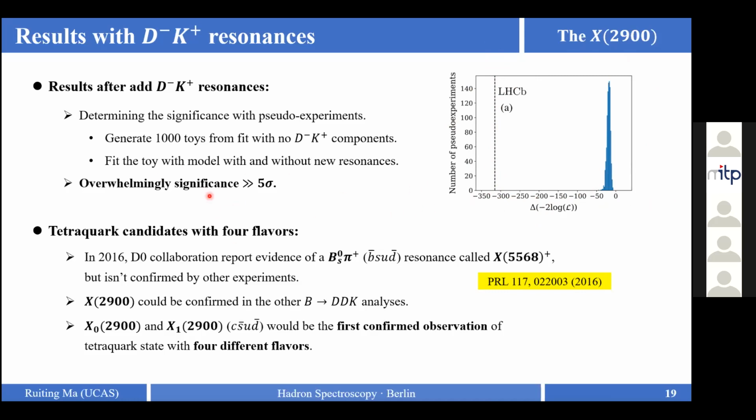The significance is overwhelmingly larger than 5 sigma. So for the tetraquark candidates with 4 different flavors, we know that in 2016, the D0 collaboration reported evidence of the B_s π+ resonance called X(5568), but unfortunately, it isn't confirmed by the other experiment. So if the X0(2900) and X1(2900) exist, they could be confirmed in the other B to DDK channels or the other experiments. They could become the first confirmed observations of the tetraquark states with 4 different flavors.